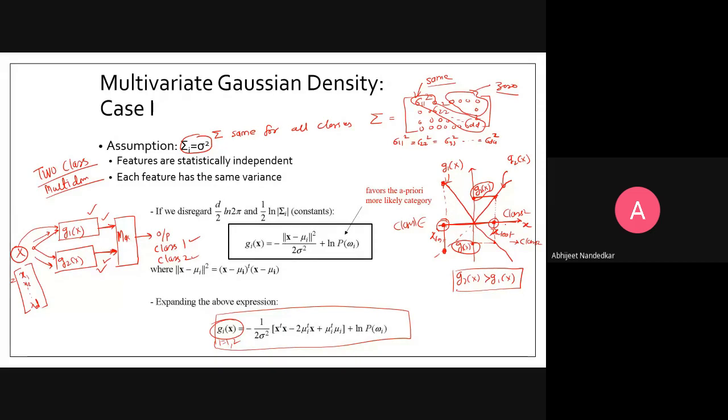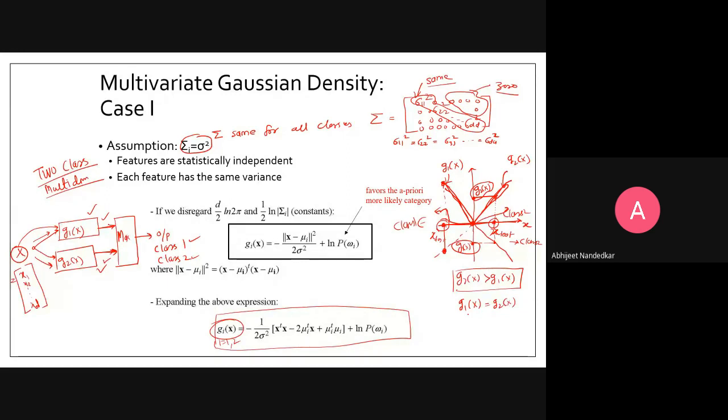So what is happening due to these two planes is that the space is now divided into two halves. From this point onwards, this is class 1, and from this point onwards, it is class 2. What if g1(x) is equal to g2(x)?